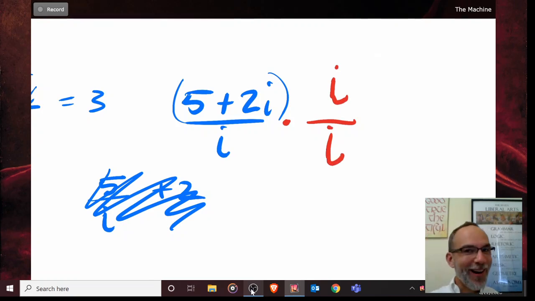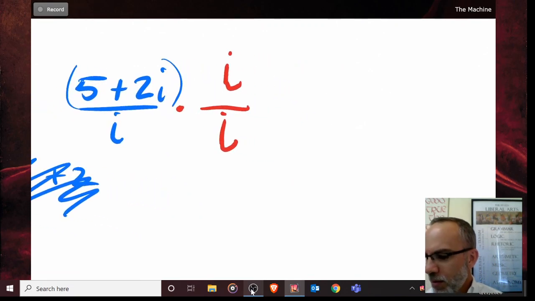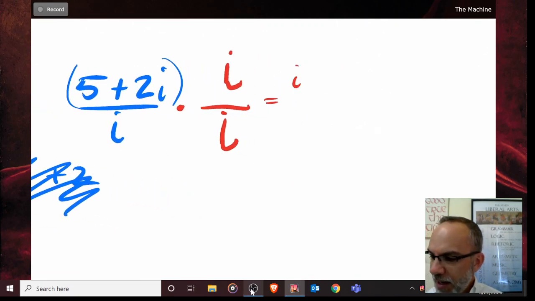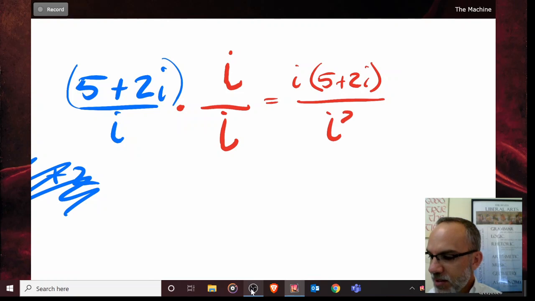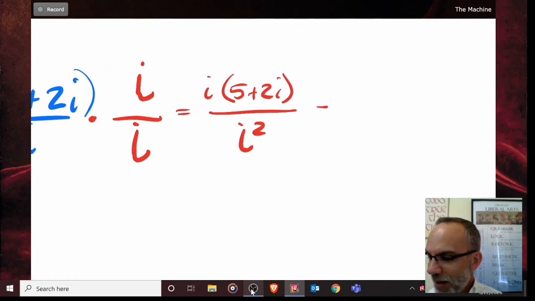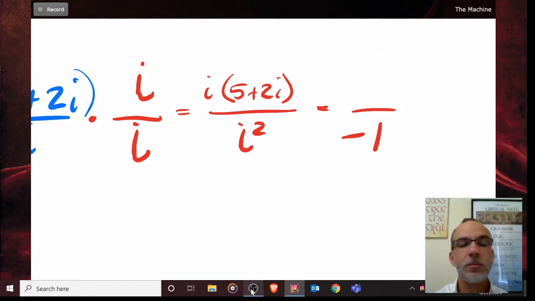An i on top and an i on the bottom. Because isn't it true that when your numerator is the same as your denominator, that's 1? Good. And can't we multiply a number by 1 and not change the value? Yes. So now what does this do? This means I'm going to take i times the group 5 plus 2i, and I'll do that in a minute. But on the bottom, what have I got? i squared. So what do I get on the bottom when I simplify it? Negative 1. There's no imaginaries in the denominator anymore.